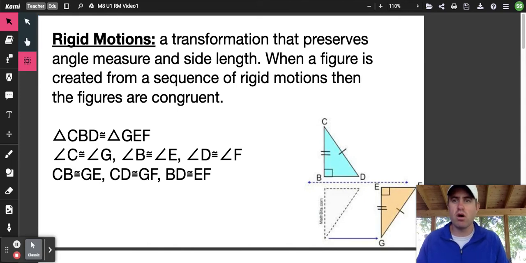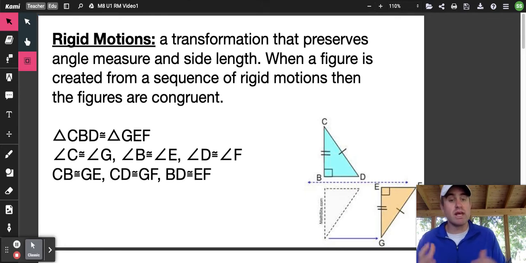Alrighty, here's a quick video on two rigid motions, translations and reflections. Let's first start with what is a rigid motion. So rigid motion is something in geometry where we transform an object. And when we do the transformation, angle measure and side length has been preserved, meaning that the figure has remained congruent. So you can see down here that figure CBD and figure GEF has been slid, translated, and then reflected.